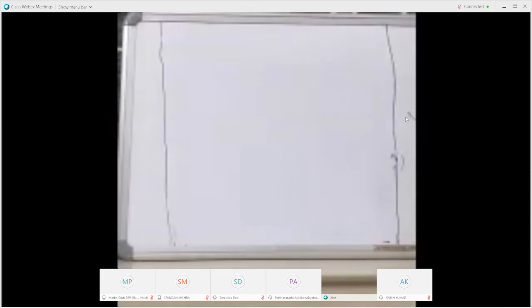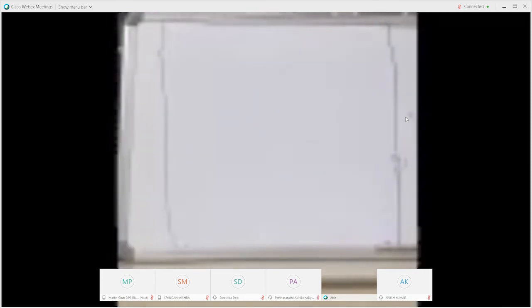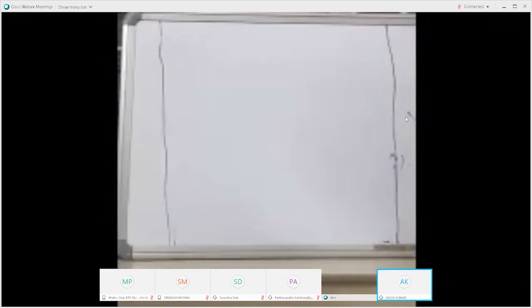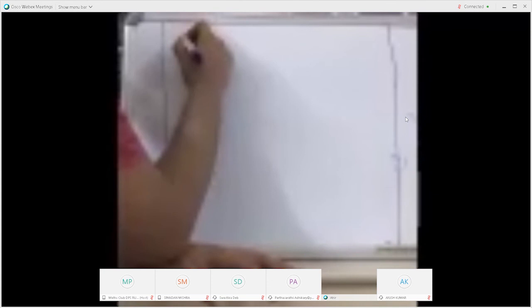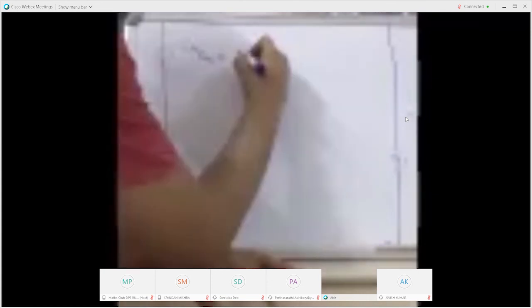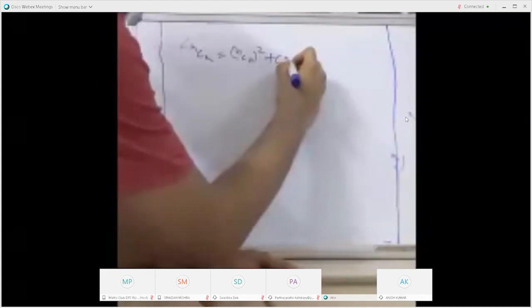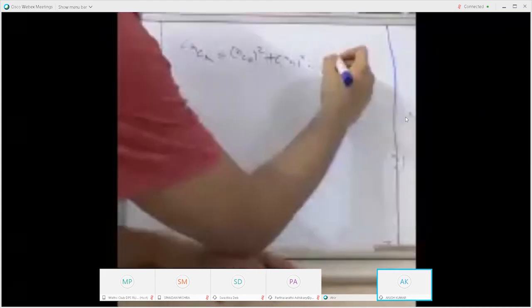So one of you had doubts regarding that double counting proof that we did in the previous class. So we'll do it again. So we were trying to prove that 2nCn is equal to nC0 square plus nC1 square up to nCn square.